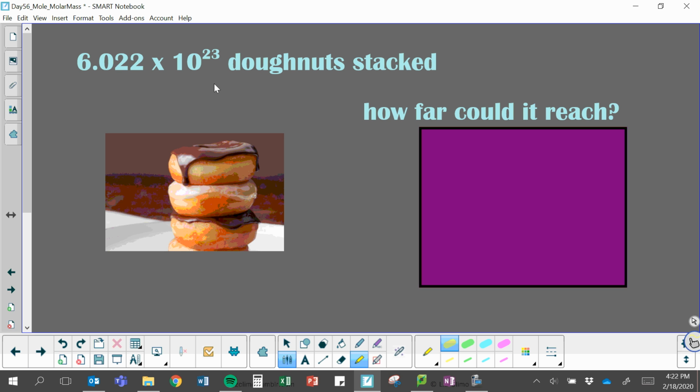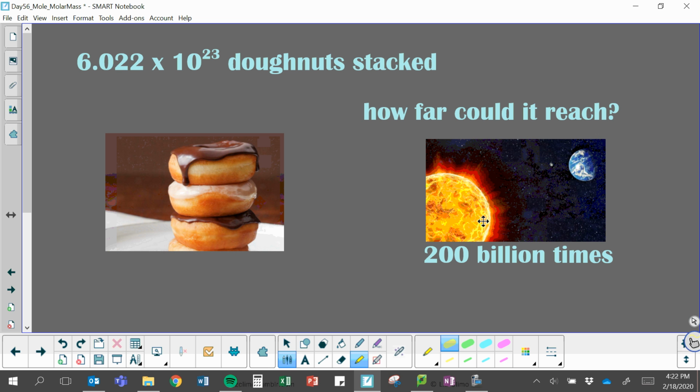And then if we had a whole mole of donuts stacked one on top of each other, it would reach 200 billion times from Earth to the sun and back. So not just from the Earth to the sun and back of donuts stacked all the way there. It would do that 200 billion times. This is an astronomically huge number, but it's because atoms are so tiny, there are so ridiculously many of them in any amount of a substance.